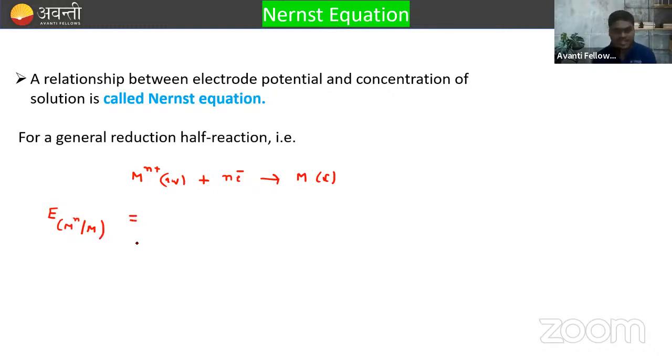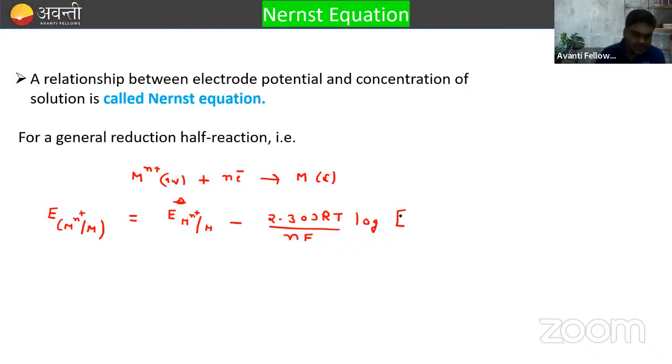So this is the expression for the Nernst equation for this metal. We'll write it as E, E naught is the standard electrode potential, E naught of Mn+ to M, minus 2.303 RT divided by NF, and this is nothing but log of the concentration of the M solid and the concentration of Mn+.